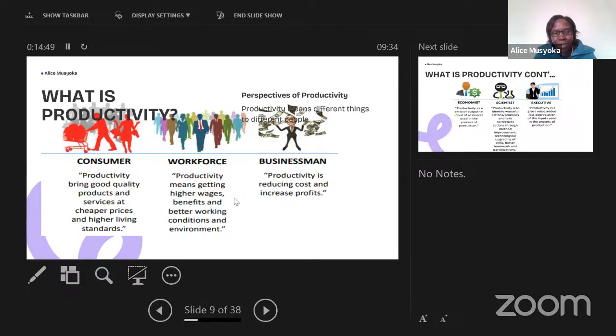So probably the workforce is holding the tail of the elephant and they say, this is how we understand productivity. To a businessman, productivity is reducing costs and increasing profits. So if a businessman reduces costs and increases profits, that is what productivity is to them.